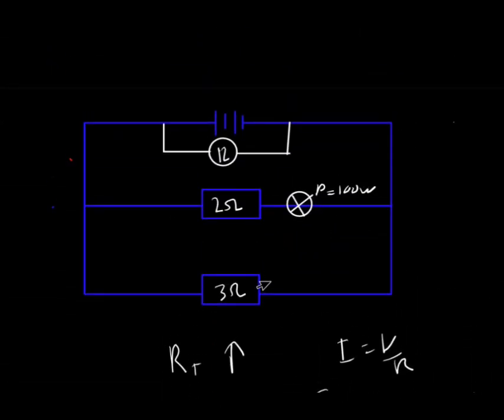So by the way, if they tell you about a variable resistor, don't get confused. It just means a resistor that can change size. You can set it to whatever you want. You can set it to 2 ohms, you can set it to 3 ohms and stuff.